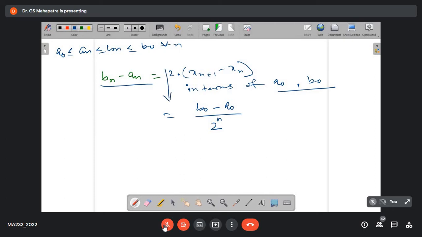So it is B naught minus A naught by 2 power n, since what you are doing is dividing B naught minus A naught by 2 each time. So sorry, sir. Okay, 2 to the power n. N is for the number of the n plus 1 iterations you are doing. That's why it is 2 to the power n.